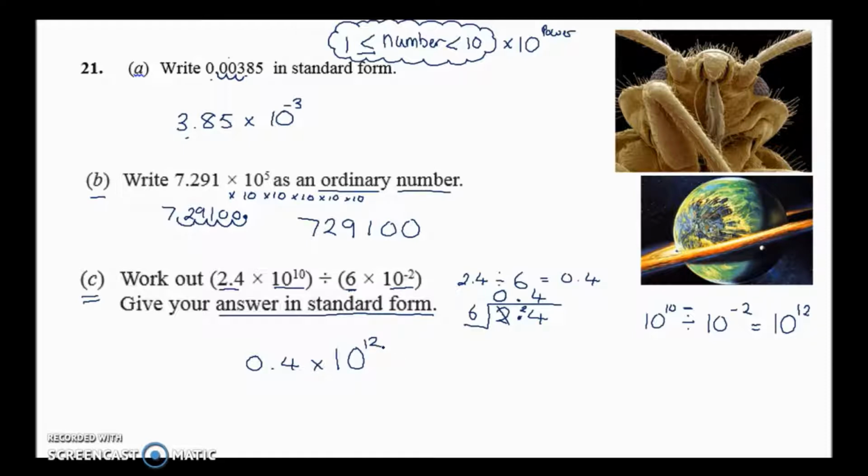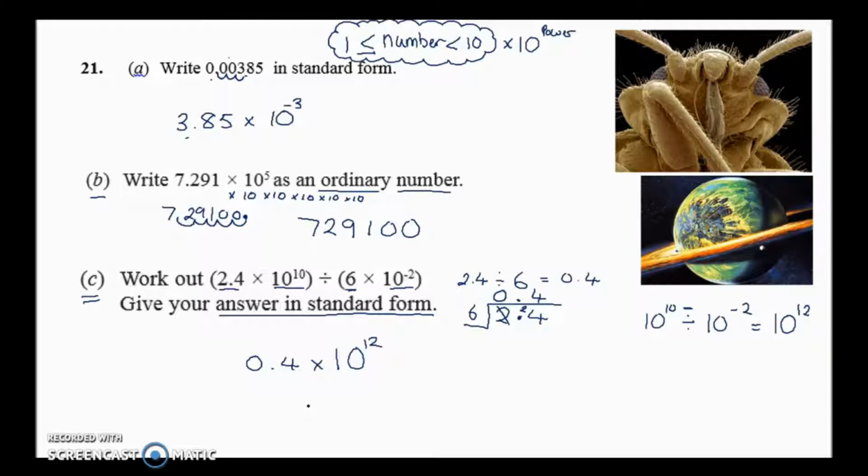Is that in standard form? Is that a number that is greater than or equal to 1, but less than 10? No, it's less than 1. This is not standard form. It's doing its best to look like standard form, isn't it? It looks pretty close, but the problem is this is not big enough. We need to make this bigger than 1. How am I going to turn 0.4 into a number greater than 1?